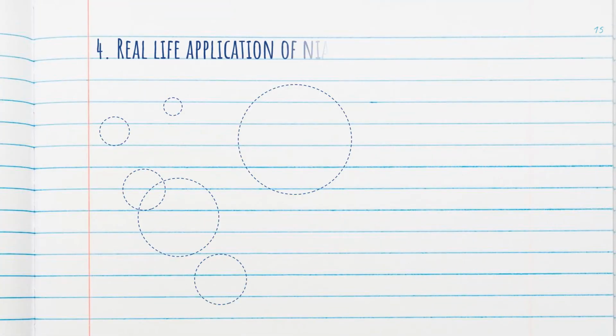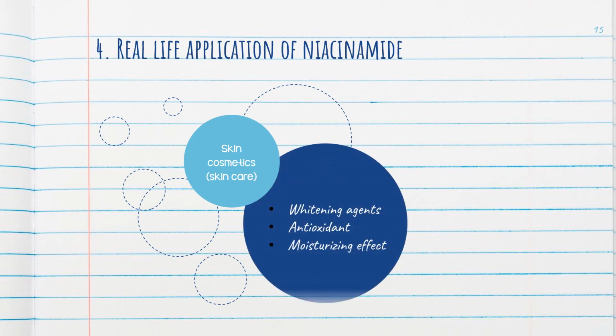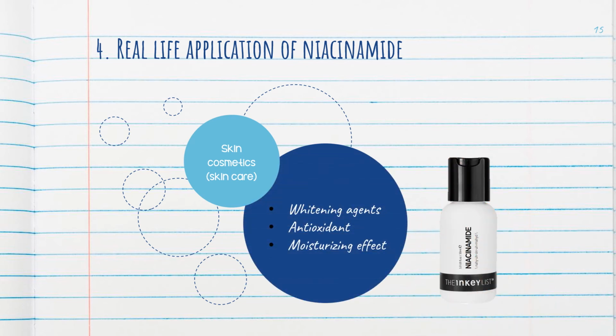For the real-life application of niacinamide, it is widely used as an ingredient in skin cosmetics, which is skincare, due to its benefits such as whitening agent, antioxidant, and moisturizing effect. So here are a few examples of cosmetic brands that use niacinamide in their cosmetic formulations.